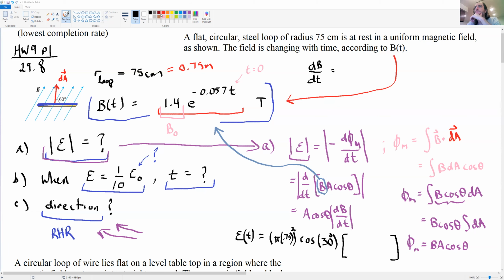Good. All right, so when you take the derivative here, you're going to get 1.4 times that negative. I'm going to drop the negative, I'm just looking at the magnitude of this thing. So 0.057 times e to the minus 0.057 t. Don't drop the minus sign inside the exponential. When there's a minus sign inside the exponential, it's still a positive function. And that's our answer right there with units of Tesla per second. The derivative with respect to t is going to divide by seconds.